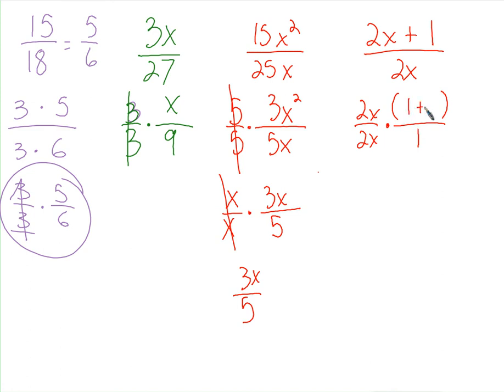1. Okay, here's the problem. What am I going to multiply 2x by to get 1? Somehow, I have to lose an x.